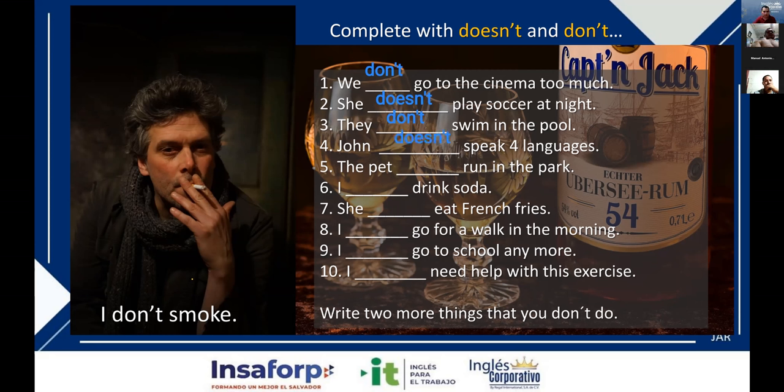La quinta sería the pet. Ahí sería doesn't siempre. Doesn't. Estamos hablando de la mascota. Doesn't run in the park. I don't drink.